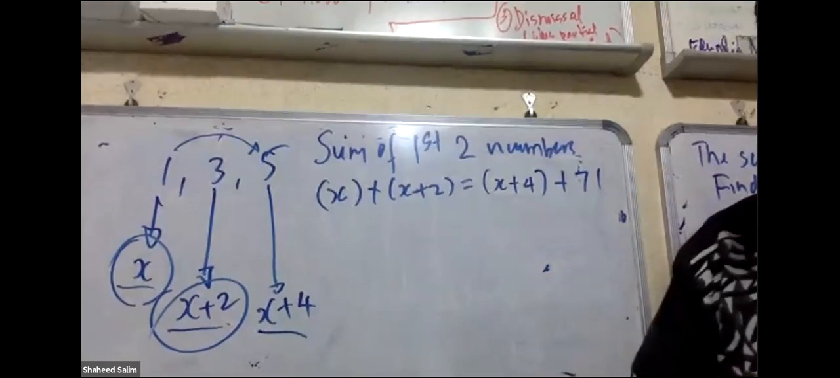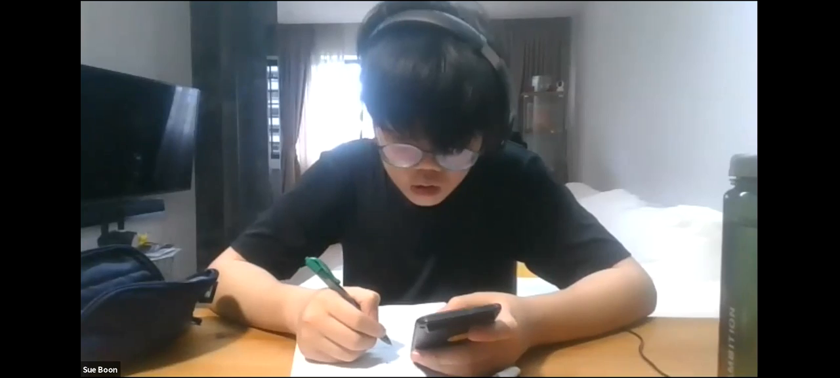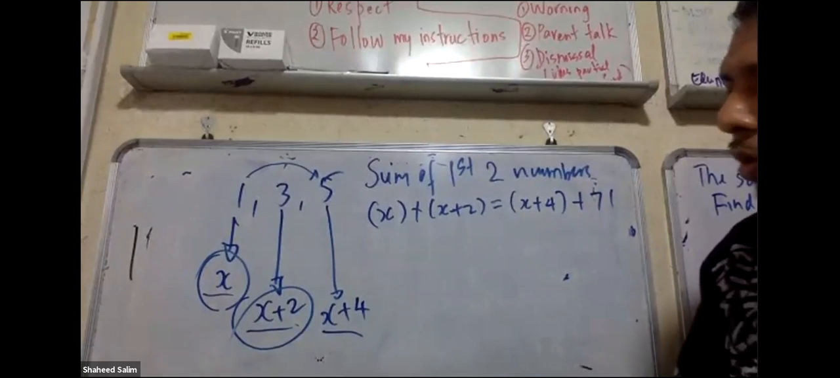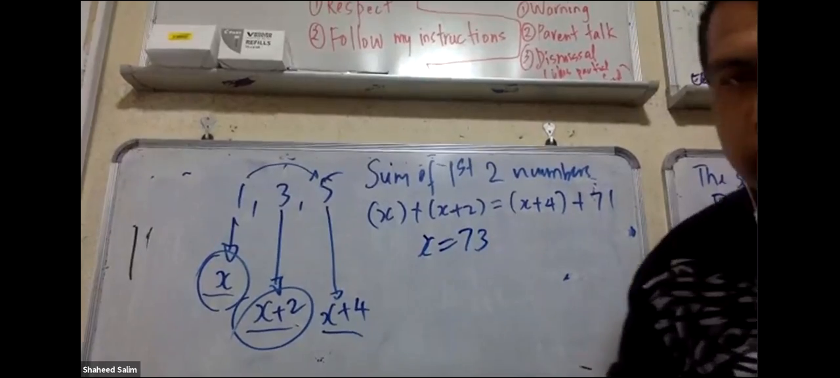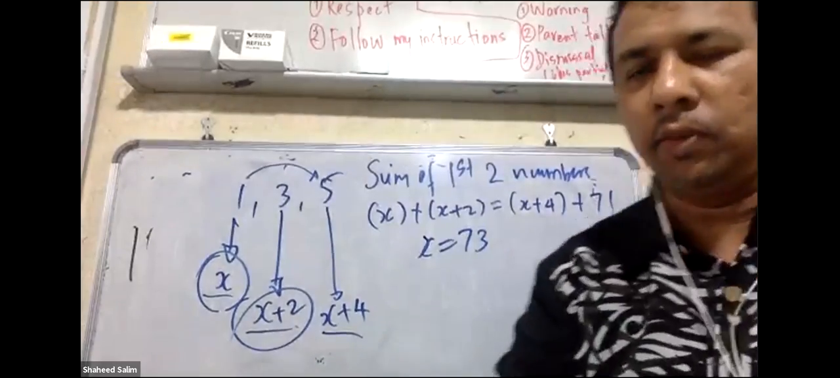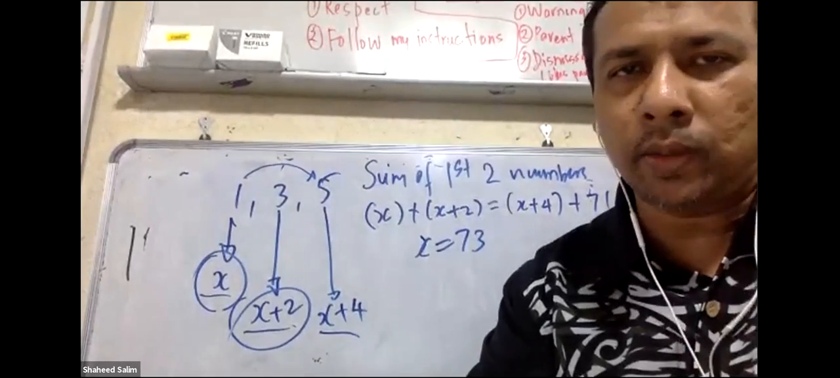Do you get the answer? 73. 73, good, okay. So x is equals to 73, right? So now, well done. Let us look at the question now. You got x equals to 73. Well, let us look at the question. What does the question say?